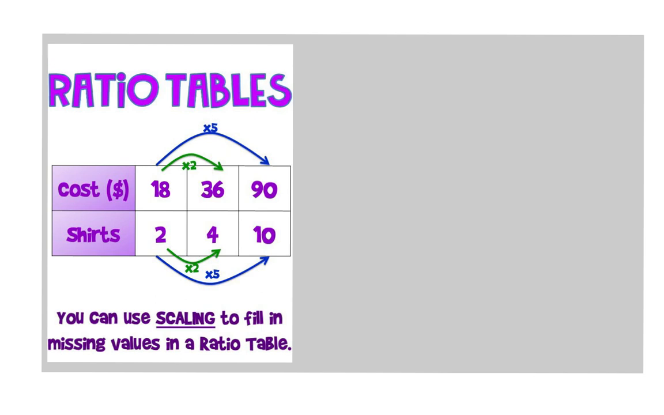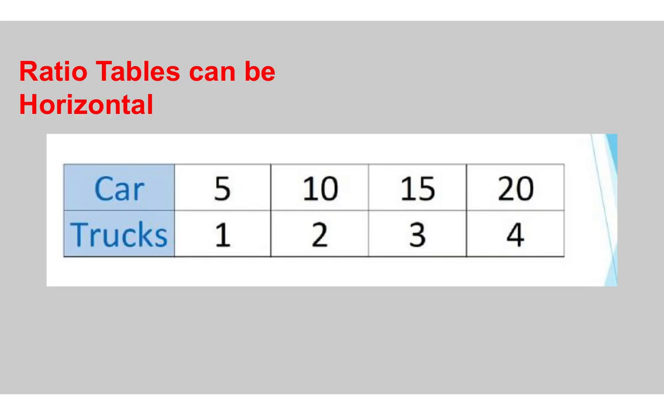If you notice, we multiplied by 5 and multiplied by 5, multiplied by 2, multiplied by 2. So whenever we're filling in ratio tables, we scale either multiplying or dividing, and whatever we do to the top number, we have to do to the bottom. Basically, that just means that we're multiplying or dividing by 1.